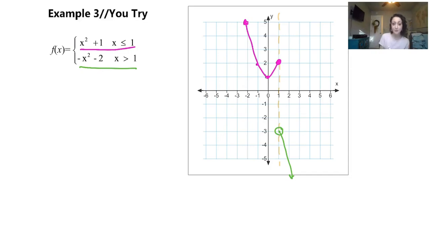analytically. If you plug in 1 for x to both the top and bottom pieces, you get different values. So if I plug in 1 for x here, I get 2 as my output. If I do the same thing to the bottom piece, I get -3 as my output. And since those are different, again, that's what creates that jump, those different y values.